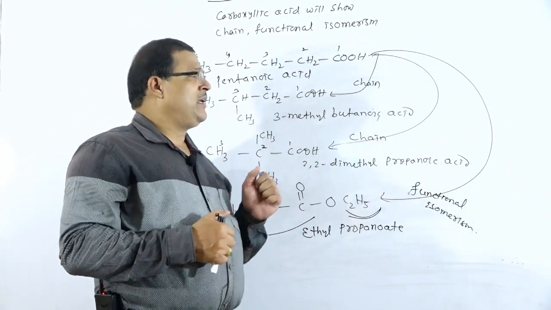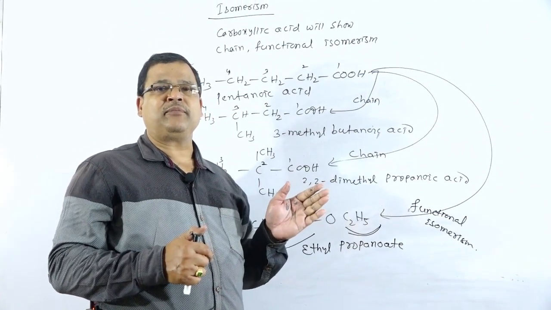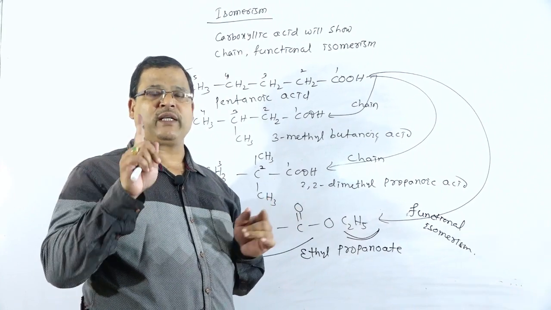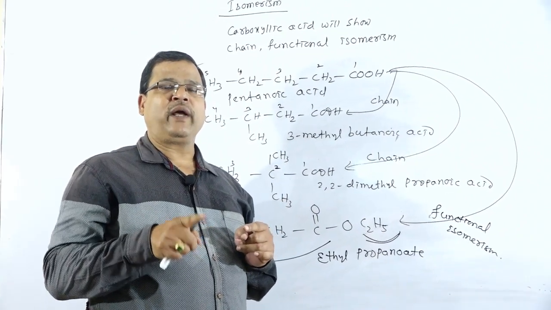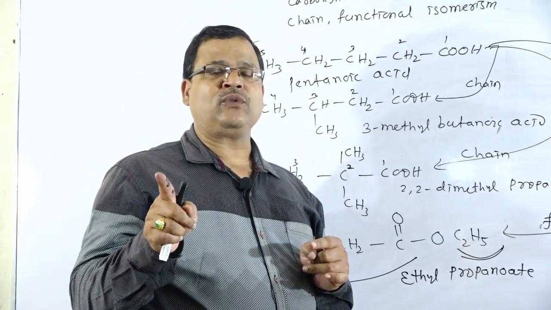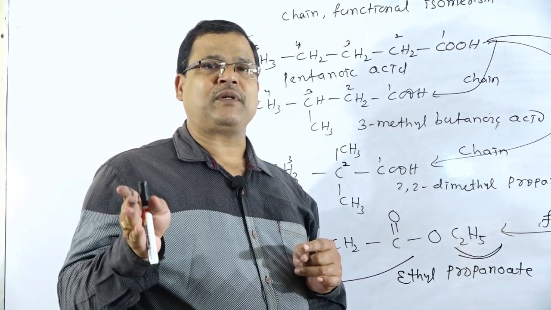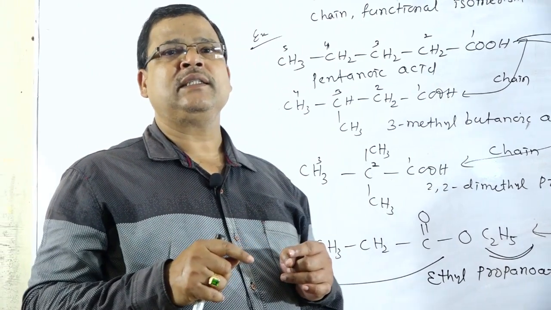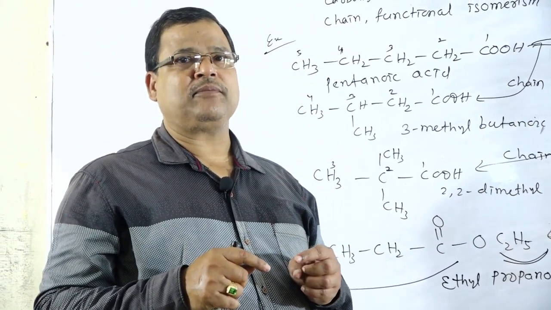They have no ability to show position isomerism because all these are examples of terminal functional groups, always numbered as 1. Wherever it is present, we number that carbon atom of the functional group as 1. Therefore, it has no ability to show position isomerism.